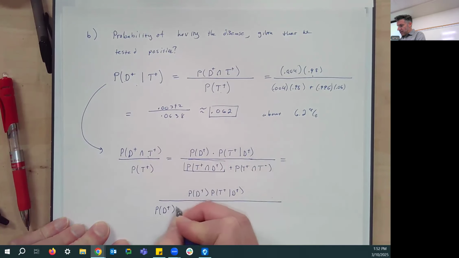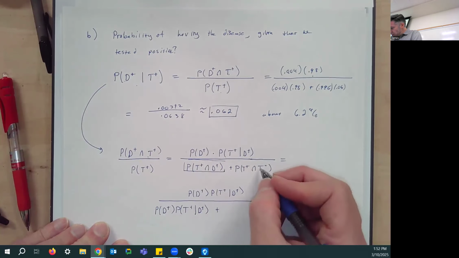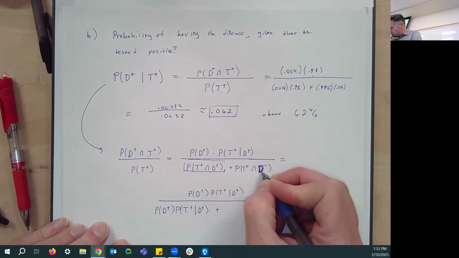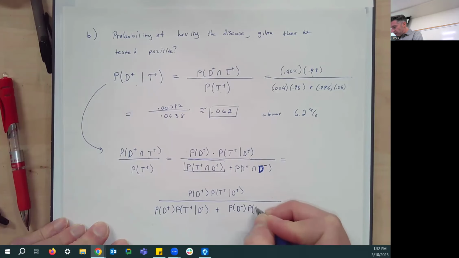Probability of having the disease times the probability of a positive test given that we have the disease, plus, oops, I wrote the wrong thing here. I apologize. This should be not having the disease, not having a negative test. Sorry about that. This is going to be the probability of not having the disease times the probability of a positive test given that we didn't have the disease.